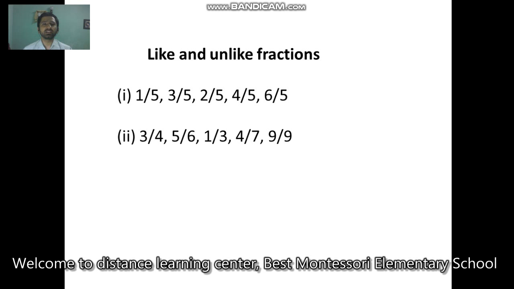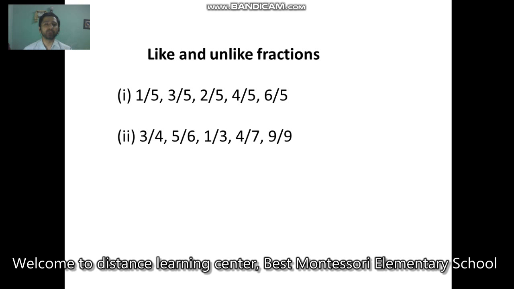Now if we compare these two, the denominator is the same in the case of group first. Let's check, it's 5 in all those 5 fractions. 1 by 5, 3 by 5, those fractions have the same denominator. Fractions with the same denominator are like fractions. Moving on to the second group of fractions, the denominators in all the 5 fractions are different.